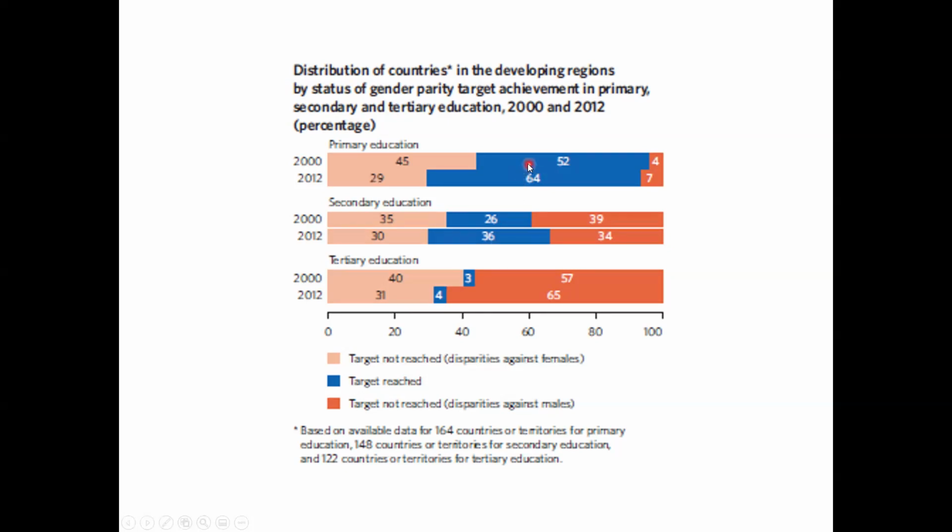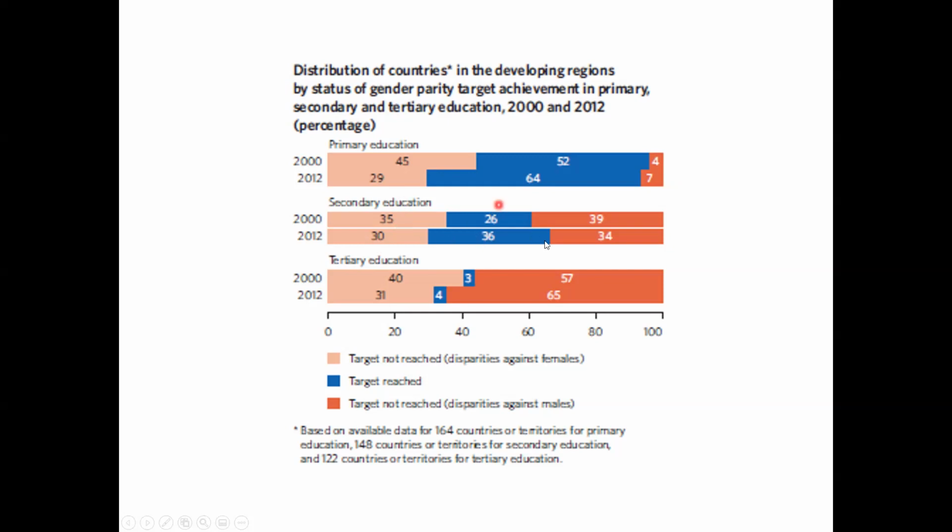Target reached is blue, and then target not reached with disparities against men is over here. So, distribution of countries. In primary education, we still see progress, from 52 up to 64 where targets are met. There's progress, but we still see that 29% of countries have disparities against women in terms of primary education, so they're less likely to go to school. There are a few cases, and actually growing, where men are less likely to be going to school.